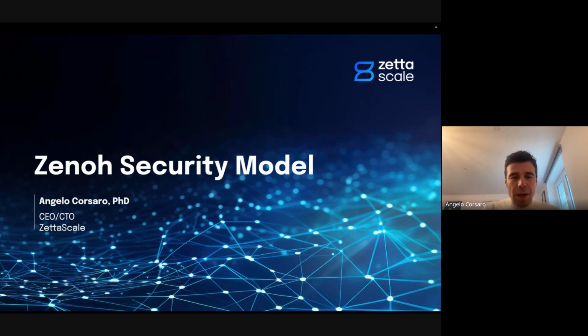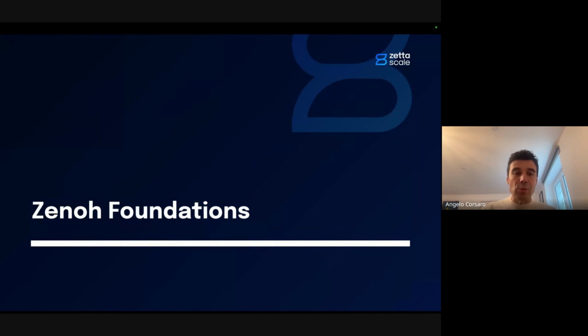Okay, so let's get started trying to understand, first of all, what Zeno does. More importantly, what is the model, and what are the primitives that are supported, so we can understand what we need to secure in a typical Zeno system. Because some things, if you're familiar with DDS, will be similar to DDS. Certain other things are slightly different, and hopefully you'll get a gist of that.